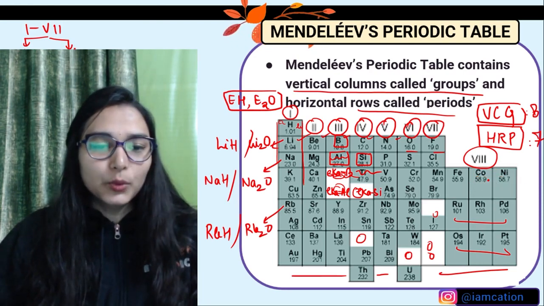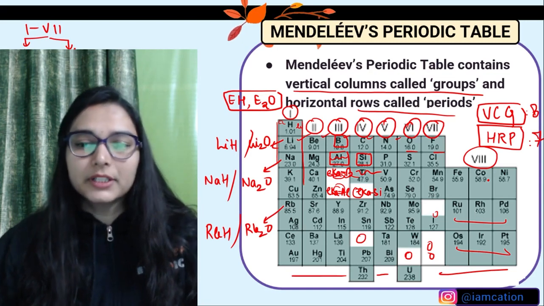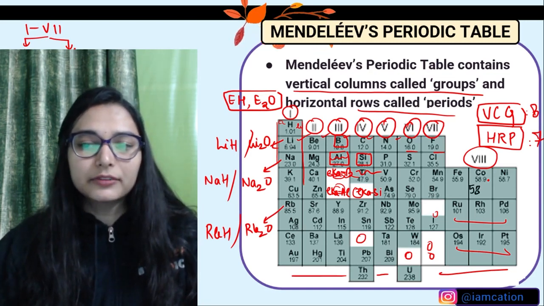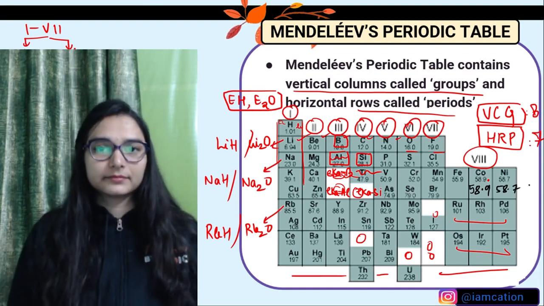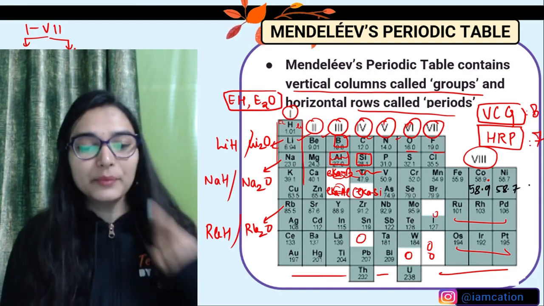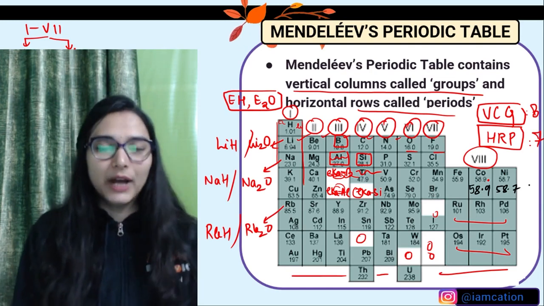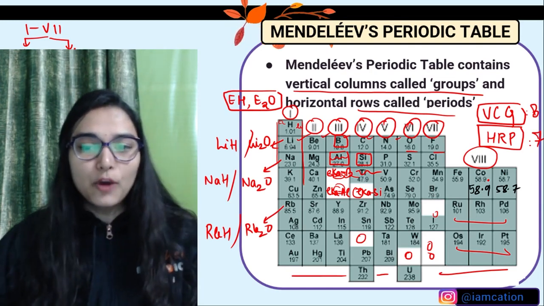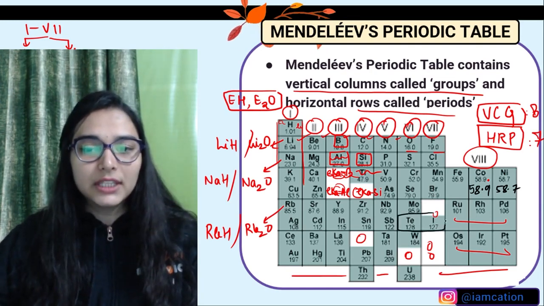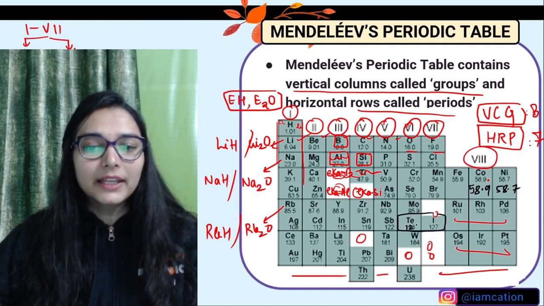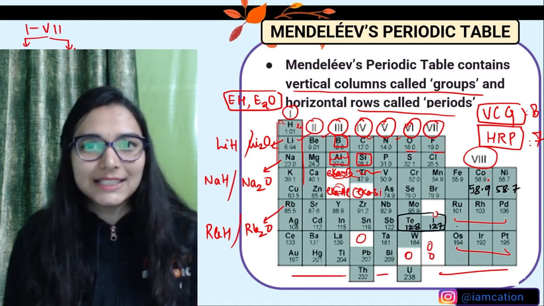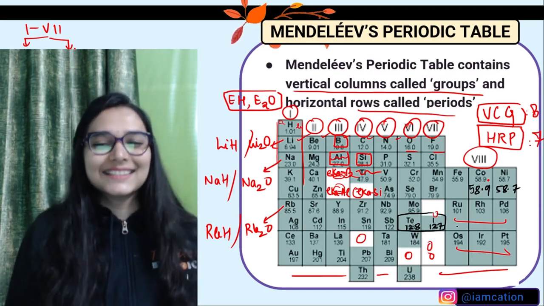So what do you think? Which of these should be kept first? Here you see cobalt with 58.9, nickel with 58.7. In increasing order of atomic mass, nickel should be kept before cobalt, but the sequence was disturbed. Now pay attention to tellurium and iodine. Tellurium has a mass of 128, iodine 127. Oops, this is a mess, isn't it?